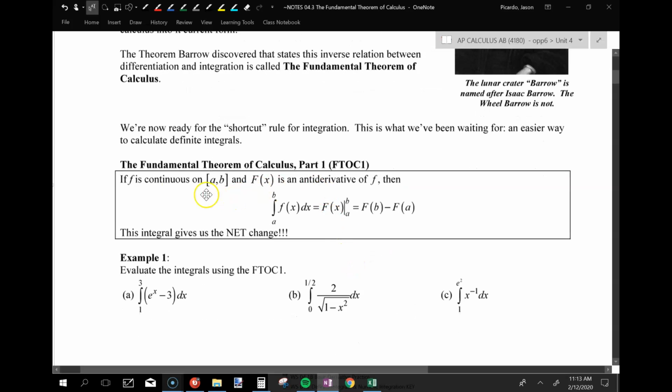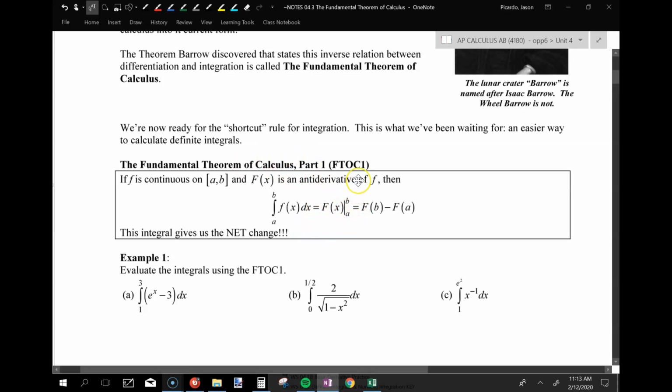And we've already talked about that if I have a continuous interval, I can take an antiderivative, plug in the value of b, plug in the value of a, and subtract those two things, and I can get what's known as a net change, or an area under a curve, okay? So this is not new.